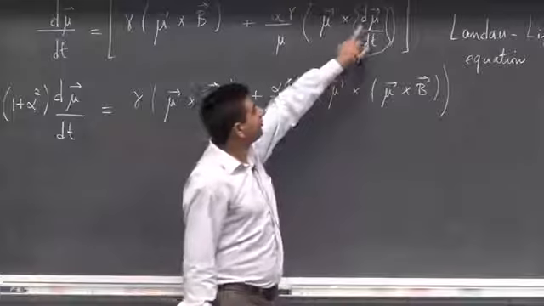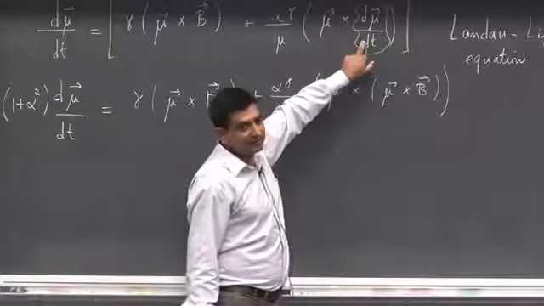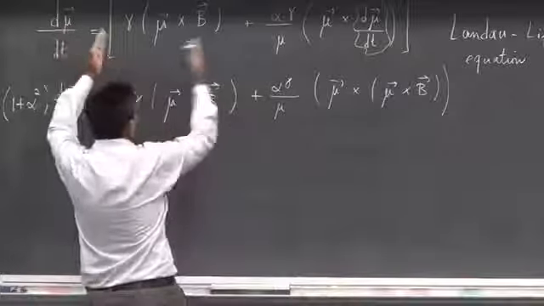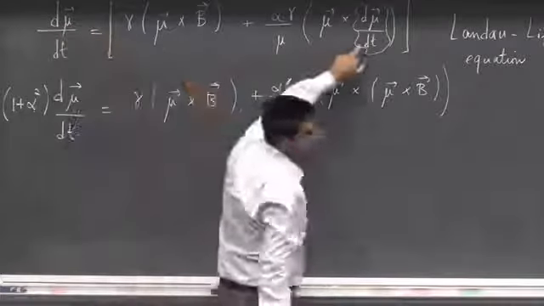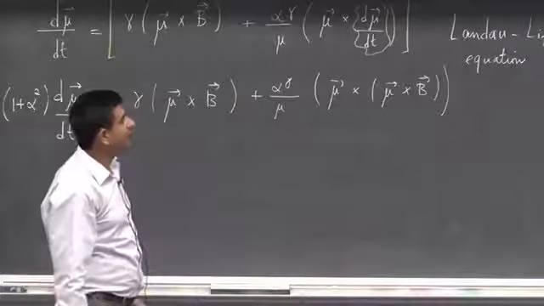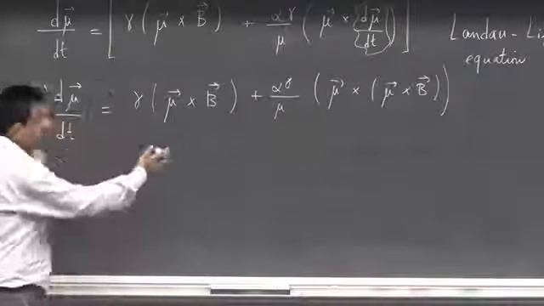And then in order to get rid of this term which appears on the right hand side, you would take the value of d mu by dt, which is all of it, and put it in here. And then you use the vector identities to simplify. You will get this expression.